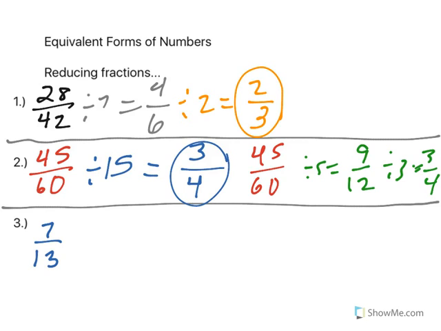In number 3, we've got 7/13. Well, there is no number that goes equally into 7 and 13, so the reduced fraction will just be 7/13.